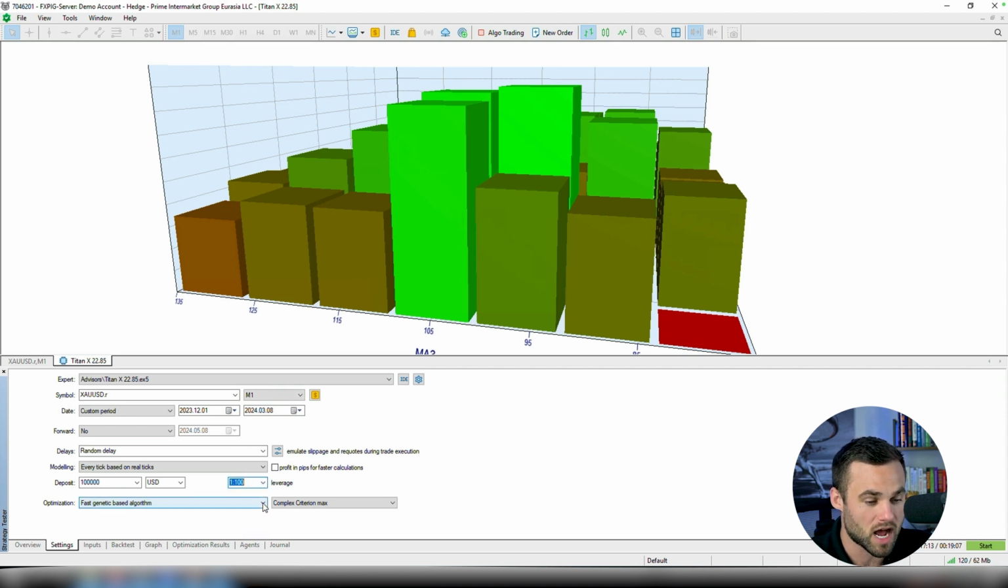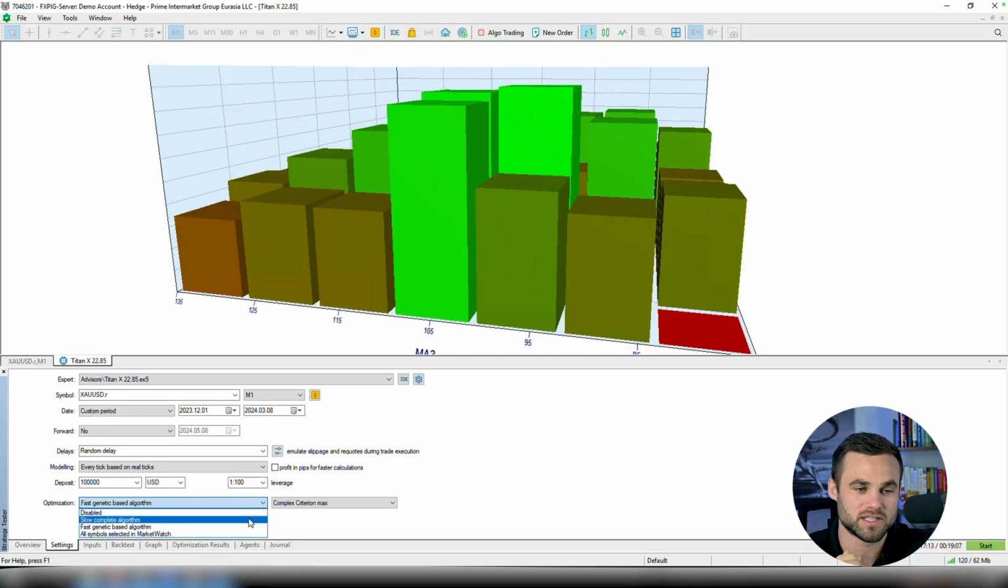And then when it comes to optimization, there's a few different ways that you can go about this. In terms of optimization, the slow complete algorithm is going to be the slowest way to do this. Basically what it's going to do is take your expert advisor, and you say, these are all the parameters or inputs that I want to test, and it's going to test every single possible option. So this is going to be the most thorough optimization, but it's also going to take you a lot of time.